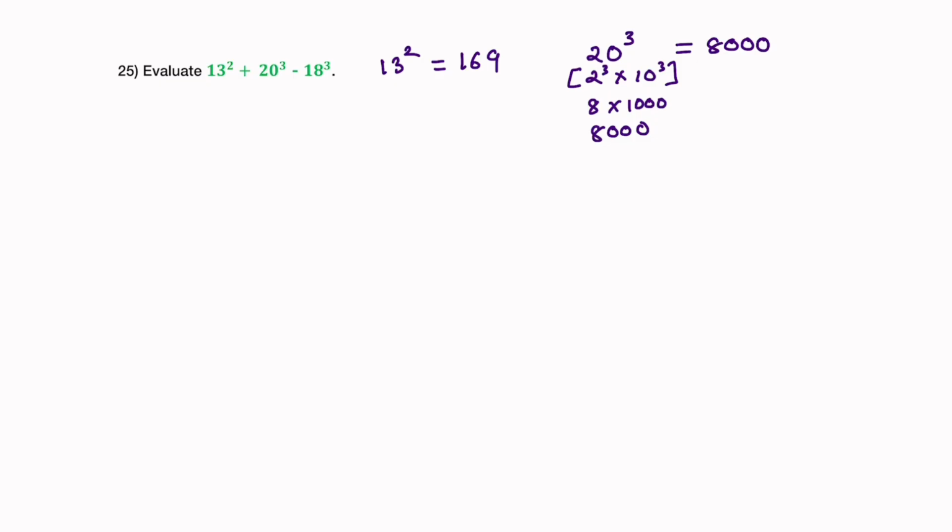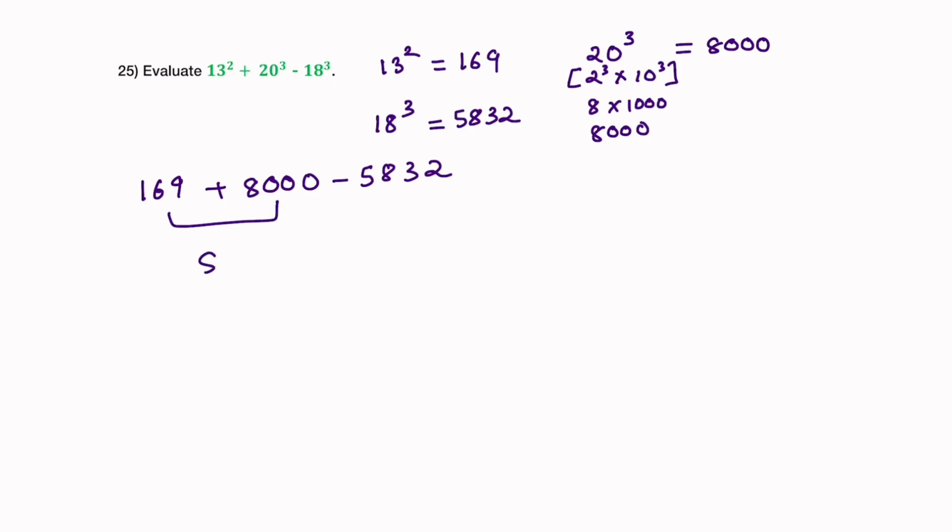And then finally we have 18 cube, which is equal to 5832. Okay, that's something you have to learn now. So 13 square, that's 169, plus 20 cube, which is 8,000, minus 18 cube. So that's 5832. So we add this, it's easier to do. So that becomes 8169, right? Because it's 169 and it's 8,000. Minus 5832. So let's do the calculations here.